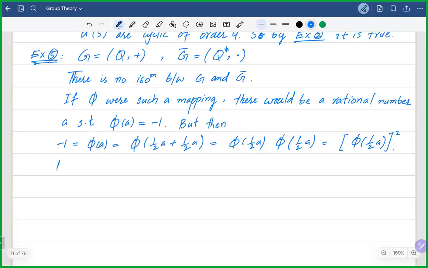But the problem is, however, no rational number squared is -1. There is no map which can be an isomorphism between G and G bar in this case. Thank you so much. We'll talk about one more example, and then we will talk about the famous Cayley theorem.